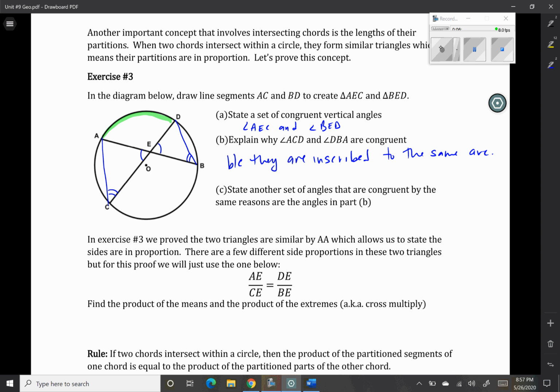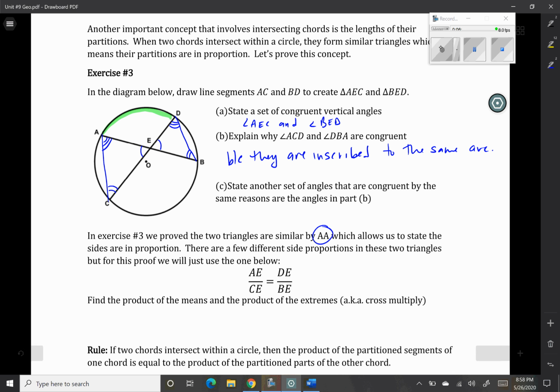Then it says state another set of congruent angles that have the same reason as part B. So this angle here, CAE, and this angle here, BDE, are both congruent because they're inscribed to BC. But just from parts A and B, we have enough information to say that these two triangles are similar. They're similar by what we call angle-angle. So you could start to see that this is kind of like a proof. All right. So we've just proved this by angle-angle.